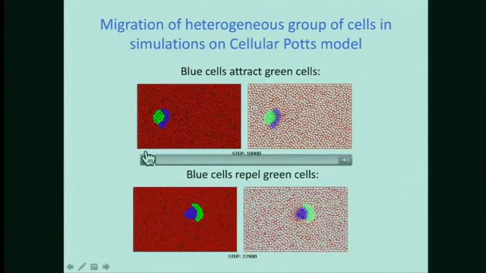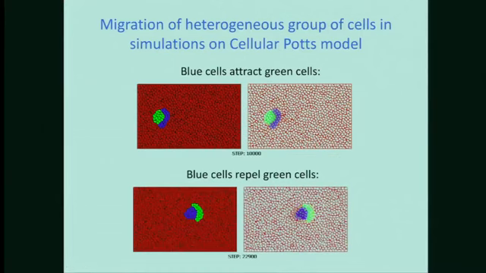I can't show it here, but I will. Why are the blue cells moving? Because they are attached to green cells. So it's the same. I make sure that this group of cells altogether is a heterogeneous group of cells, but they don't split. If they split, then it will stop.